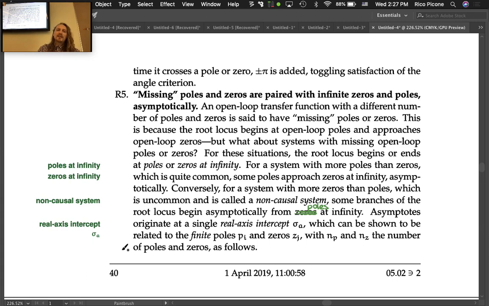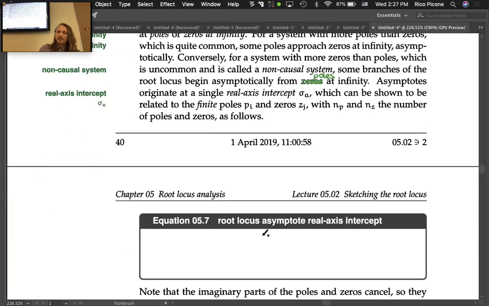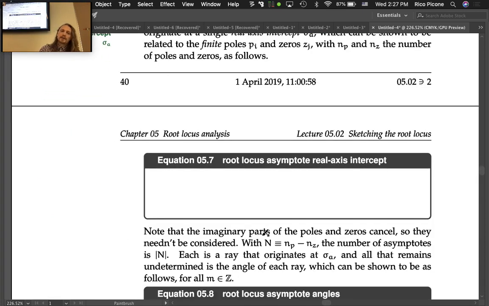Asymptotes originate at a single real axis intercept sigma A, which can be shown to be related to the finite poles and zeros and the number of poles and zeros as well. Okay, so I'll give you an expression for that. Pardon?